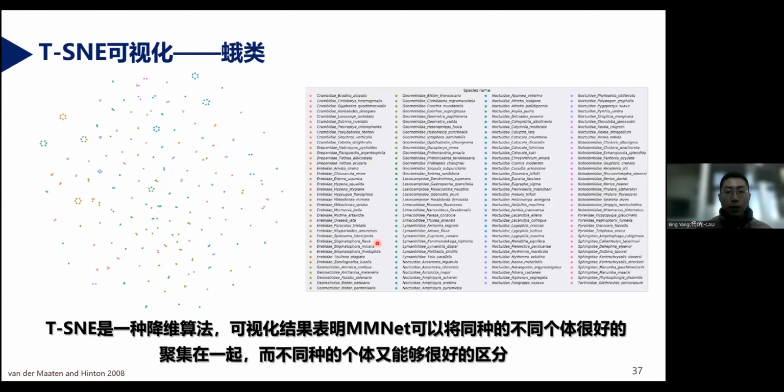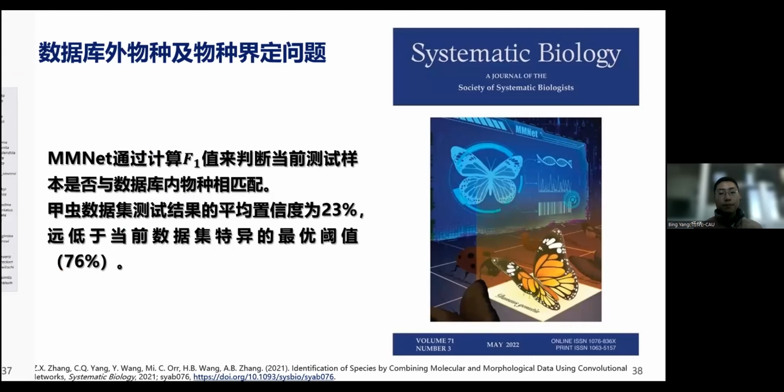TSNE is a dimensionality reduction algorithm. Points of the same color represent different individuals of the same species, and our network can cluster different individuals of the same species together while distinguishing individuals of different species well.